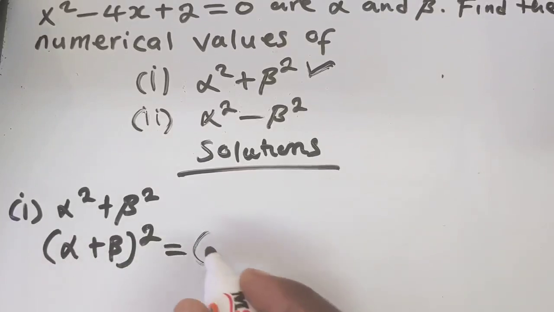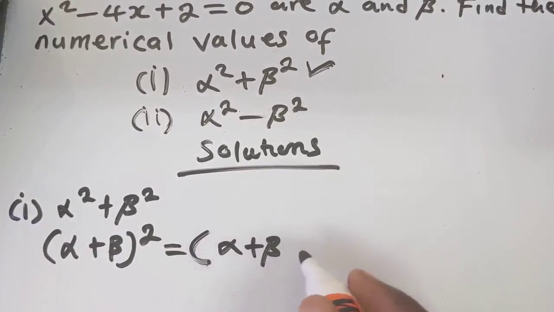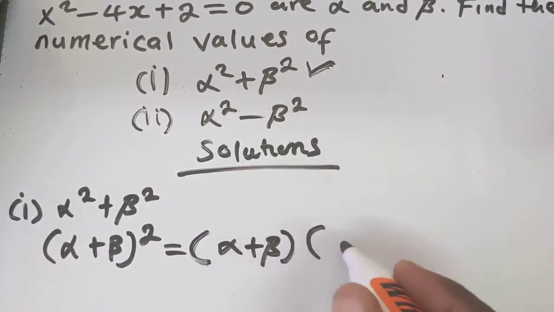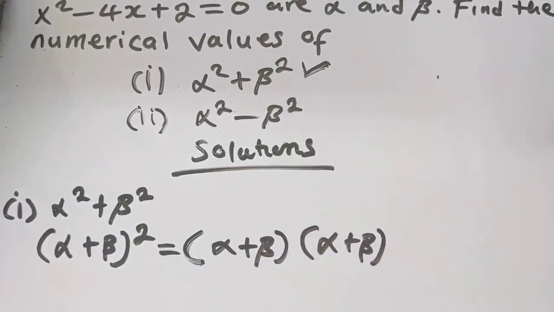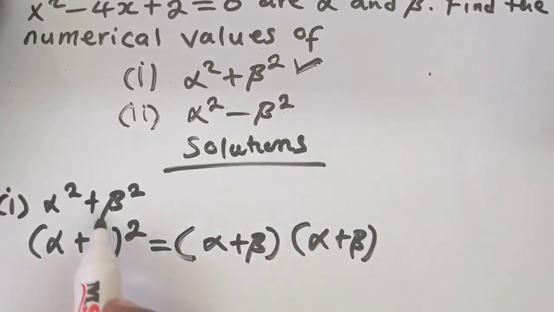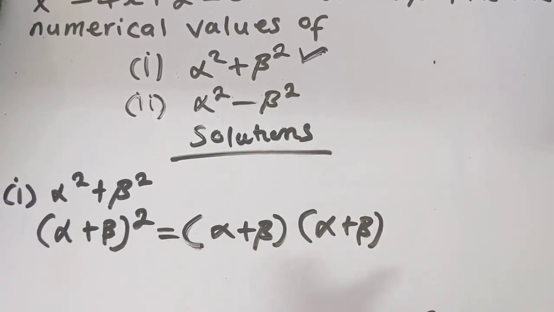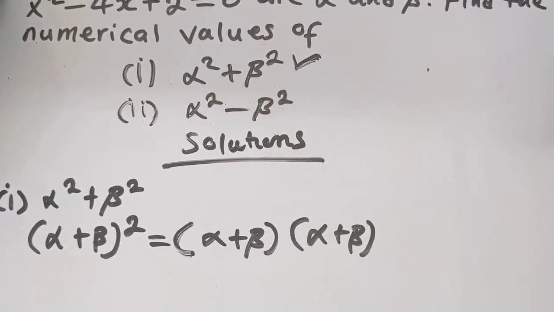So this one you can write as alpha plus beta, then alpha plus beta. These ones are actually multiplying. So this can also be written as that. And if you are trying to expand this, this is what to do. So let's try to expand and see what we have. What we are trying to do is to find the formula.